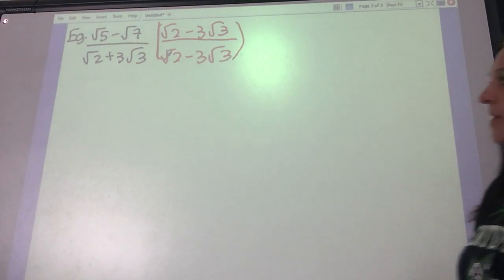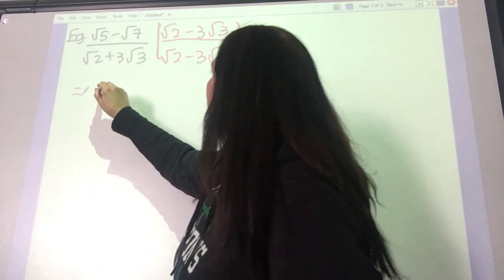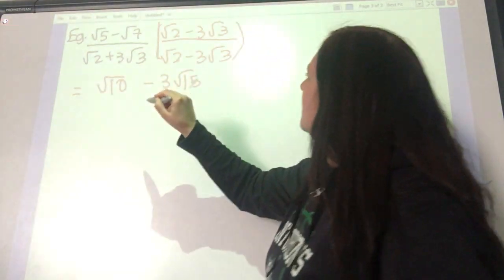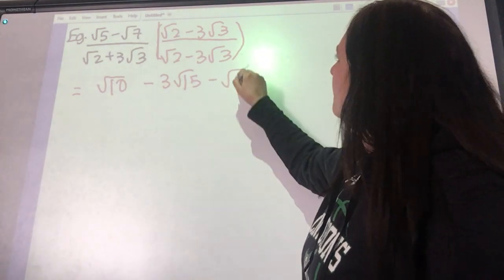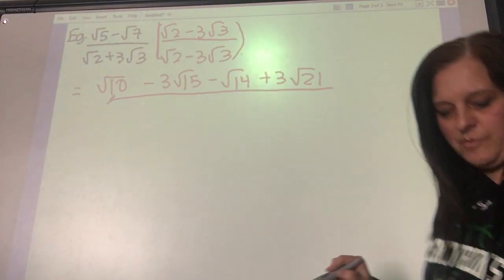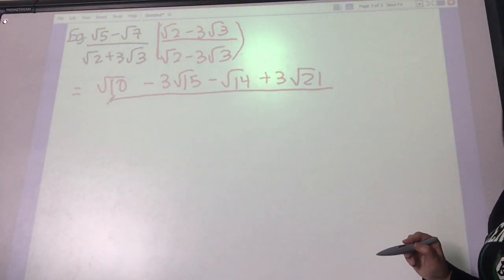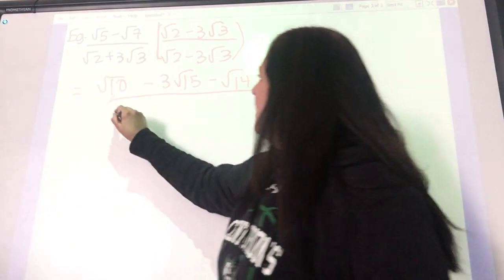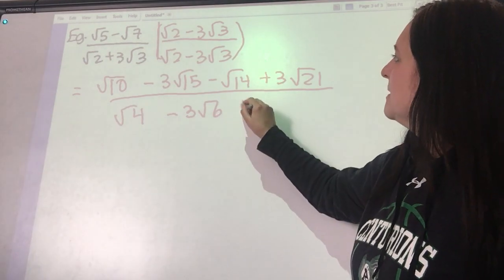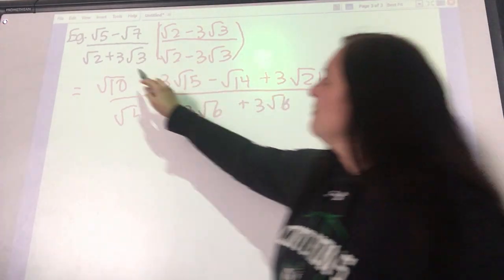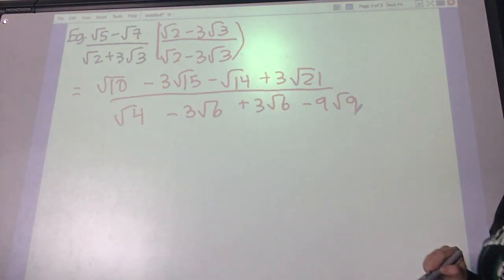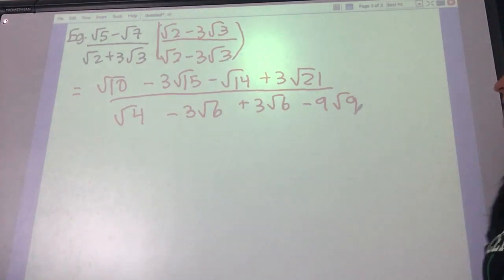Again, distributive property. So when you multiply your numerator, it'd be root 10 minus 3 root 15. Then we would get minus root 14 plus 3 root 21. Just do distributive property. First, outside, inside, last. Then the denominator, we would get root 4, we would get minus 3 root 6, then we would get plus 3 root 6, and then here we have a 3 root 3 times a minus 3 root 3, that's a minus 9 root 9.